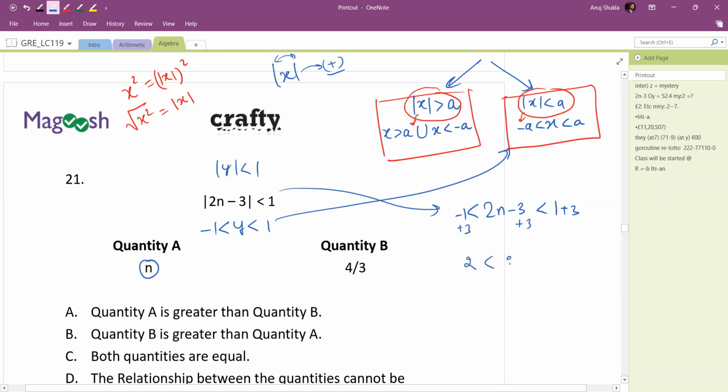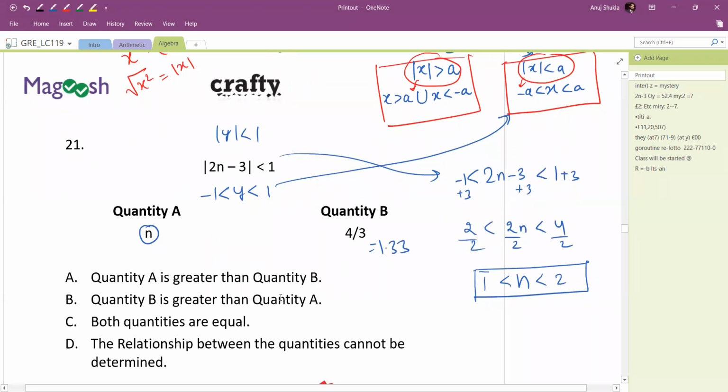2, 2n, and 4. But what do you need? N. 2n is there. What do you do? Divide by 2. So what you will be getting? N value is between 1 and 2. And this value is 1.33. So what is the answer? Cannot be determined.